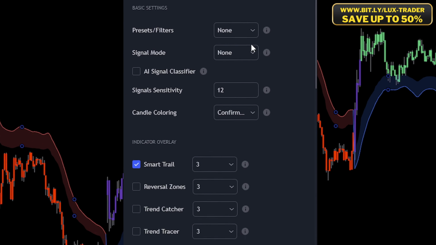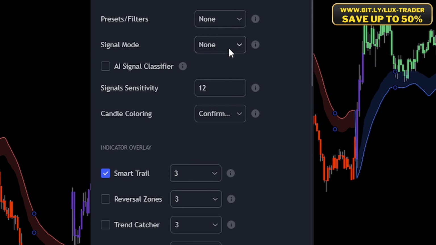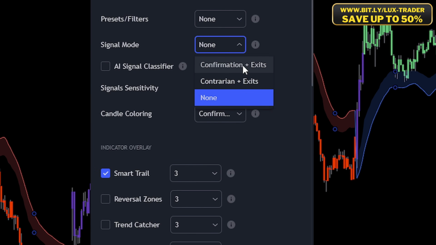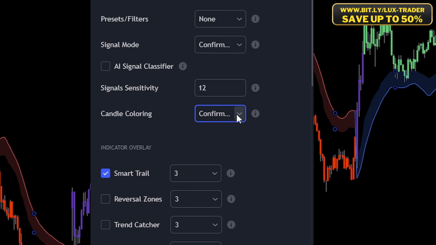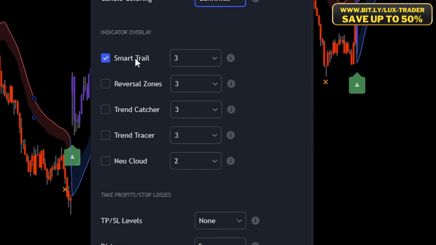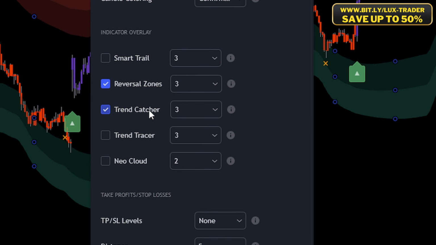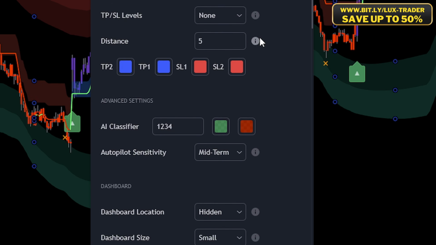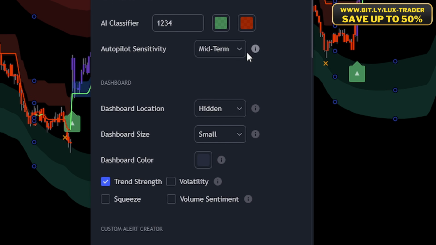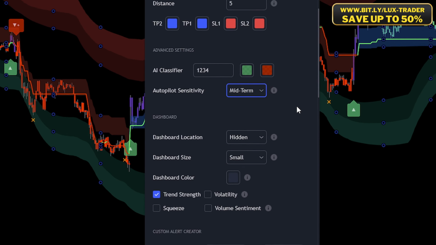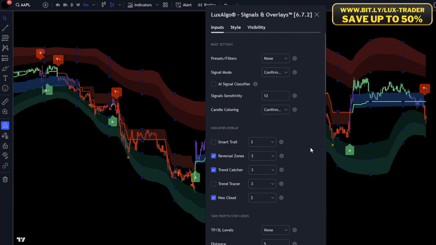Alright, now let's click the settings of the signals and overlays indicator. For the signal mode, we want to use confirmation and exits. Set the candle coloring to confirmation simple, disable the smart trail, enable the reversal zone set to 3, as well as the trend catcher set to 3, and make sure to enable the Neo Cloud set to 2. For the signal sensitivity, depending on the asset and time frame you're trading, I'll recommend using the autopilot sensitivity set to midterm, or use the manual sensitivity recommended by the dashboard.